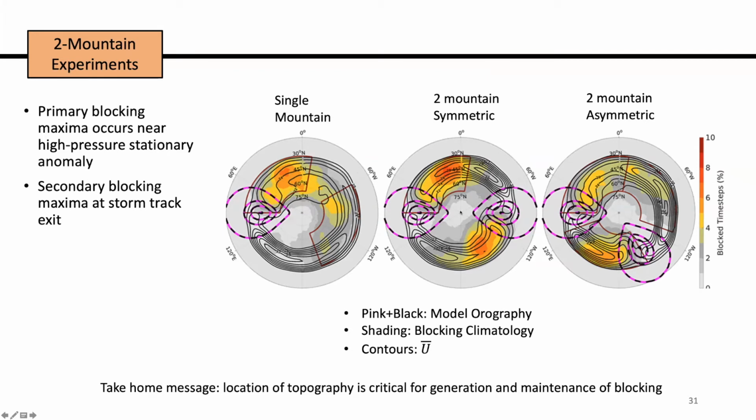If we put in two mountains that are at a symmetric distance from each other, then we get two jet maxima and we get two block maxima. It's interesting to note that these things aren't perfectly symmetric, and that's because we haven't run it long enough yet. This is about a 30-year integration. We found that it would actually take about 150 years to get it to where this was cleanly symmetric.